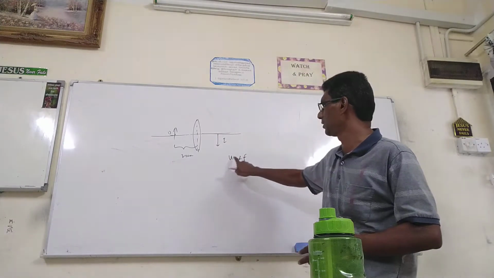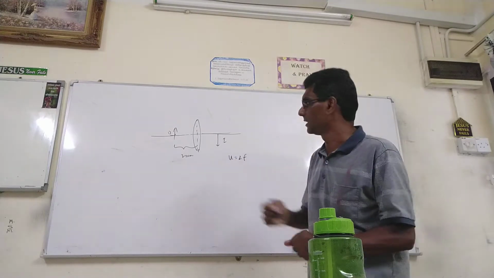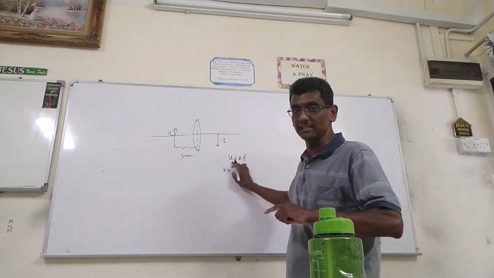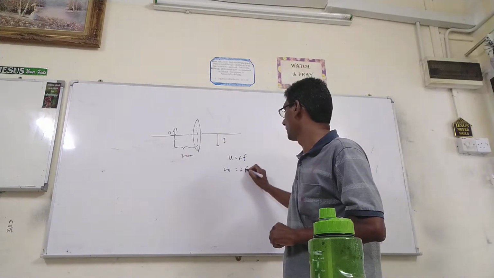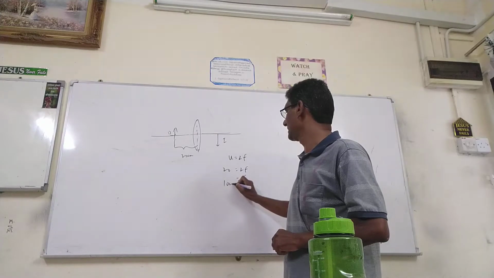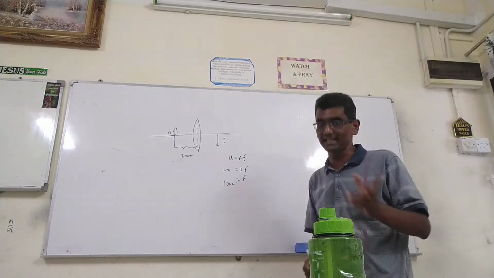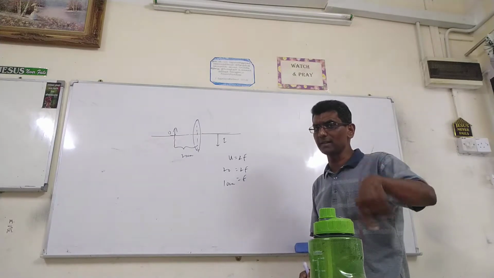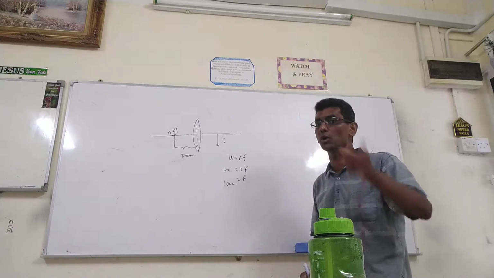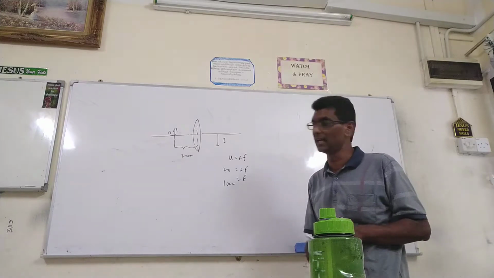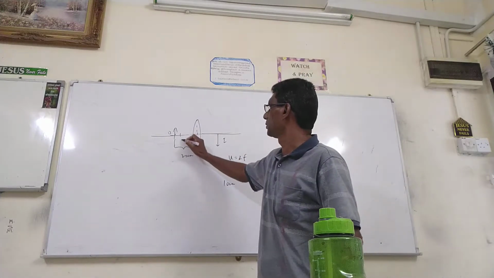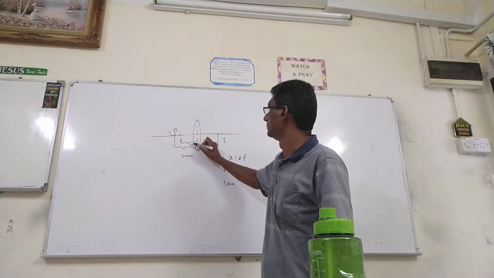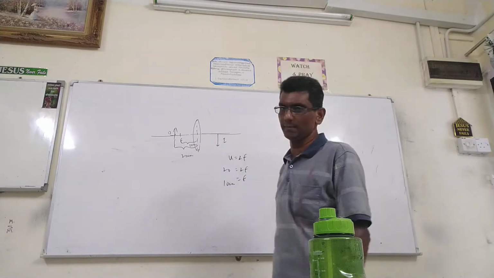U, the object distance, equals 2F. What is the object distance? 20 cm. So 20 cm equals 2F. So F equals what? 10 cm. They gave this first information, image same size as object, in order to find the focal length. So the focal length is 10 cm.